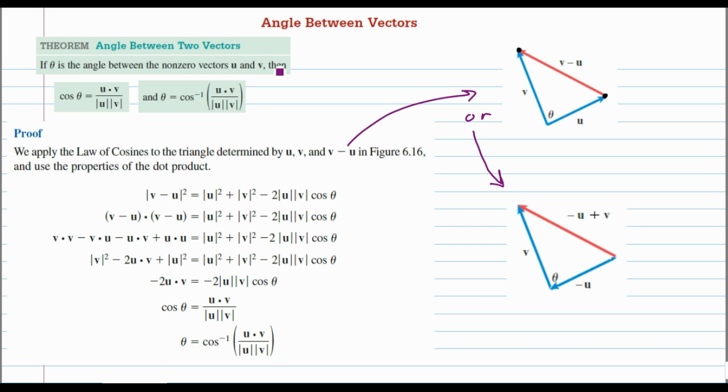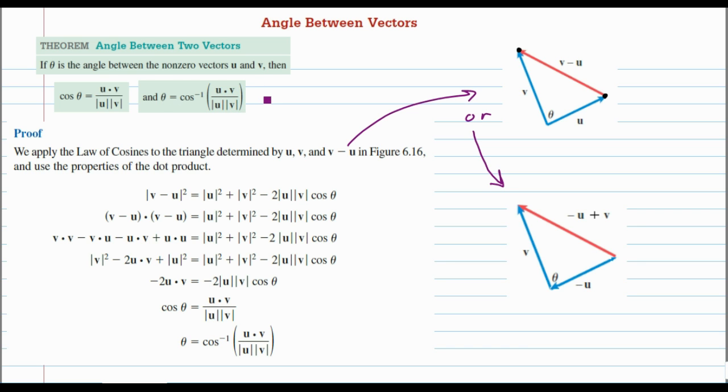There's a theorem that says if theta is the angle between the non-zero vectors u and v, then we can find that by saying the cosine of theta equals the dot product of the two vectors divided by the product of their two magnitudes. So in other words, the inverse cosine of the dot product of the two vectors over the product of the magnitudes of the two vectors will help us find theta.